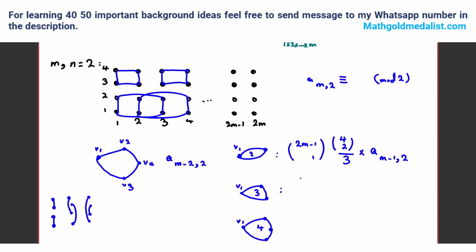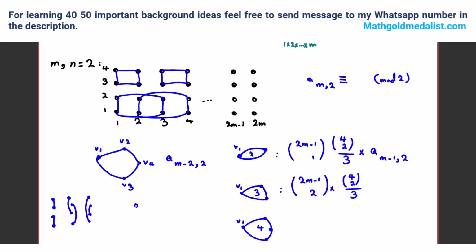Next one is 2m minus 1 choose 2 times 2 factorial. You see, this is what. And then you say, okay, 4 choose 2 over 3. Then we can say, when we multiply by 2, for example here, v2, v3 or v3, v2, we can ignore these two because we can say, okay, v2, v3 or v3, v2 are the same.